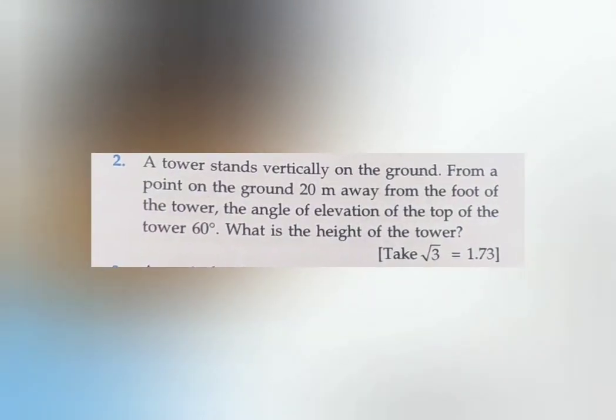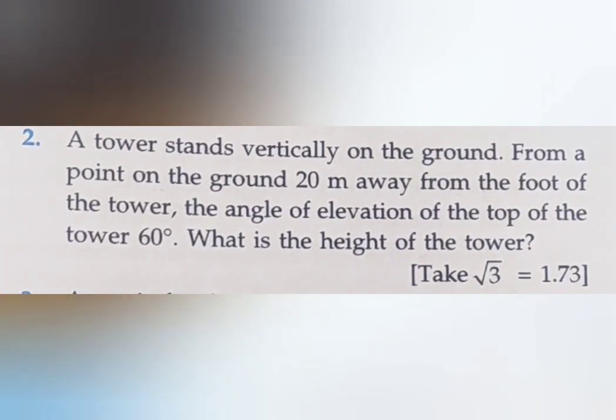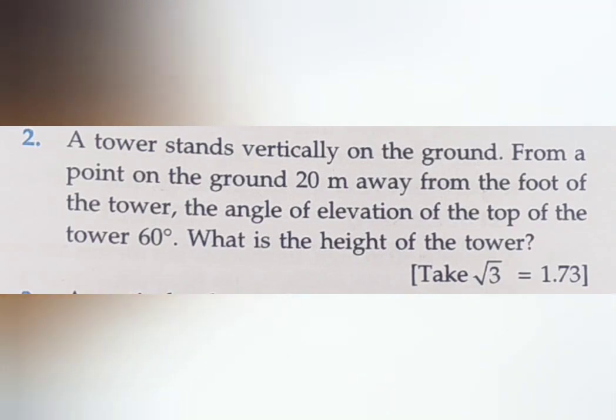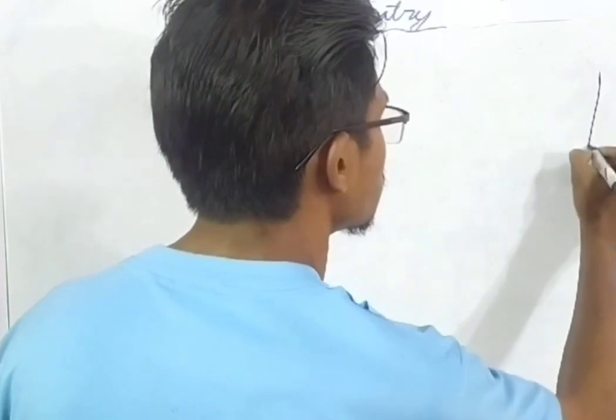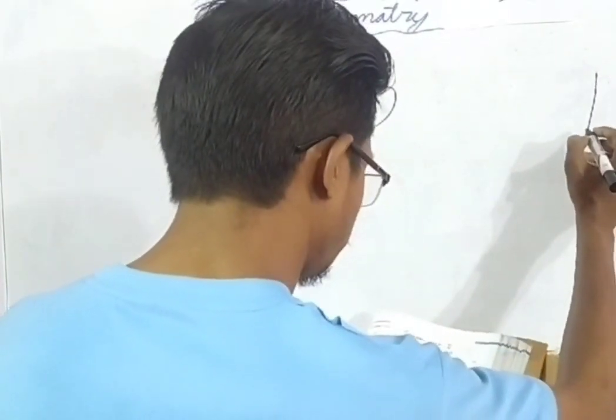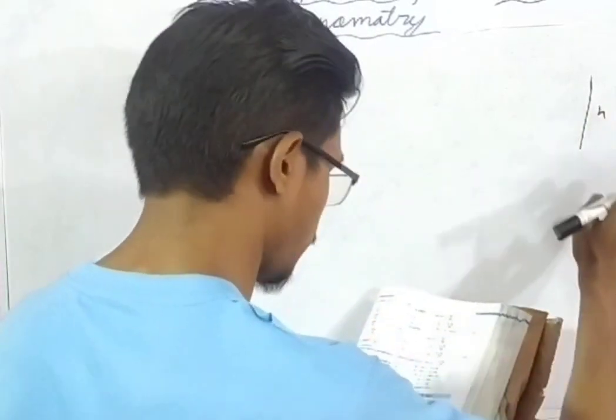Next question is given here. A tower stands vertically on the ground. From a point on the ground 20 meter away from the foot of the tower, the angle of elevation of the top of the tower is 60 degree. What is the height of the tower? Let me draw first a diagram. This is a tower. The height of the tower we have to find. Let me put this as H.